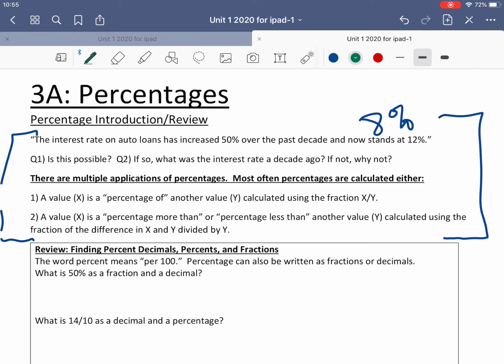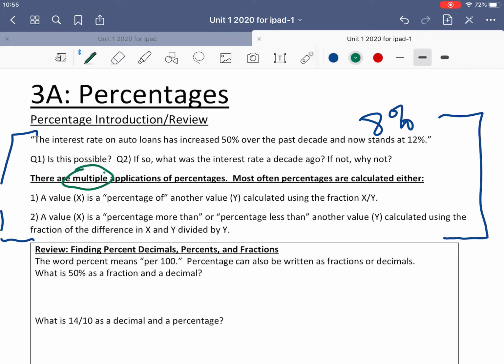I wanted you to take away the fact that there are multiple applications of percentages. And that in there is one of the struggles people have with percentages. I can state them a lot of different ways. I have to make sure I'm stating clearly which one of those it is.